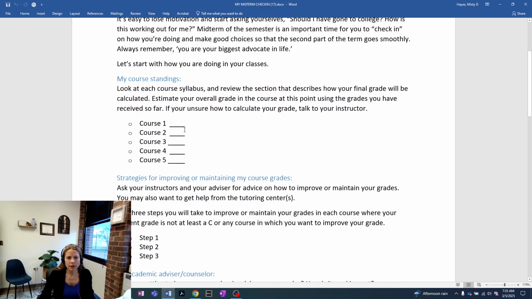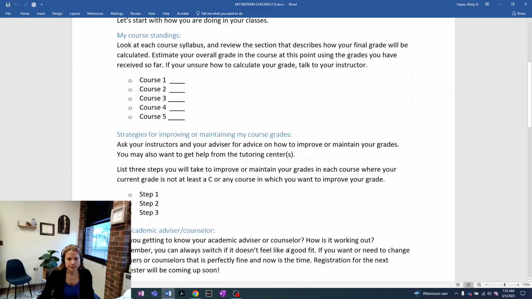You can put a letter grade. One thing I don't want you to put is just pass or fail. I want you to put either a letter grade or points, like how many points you have out of how many points you can earn.